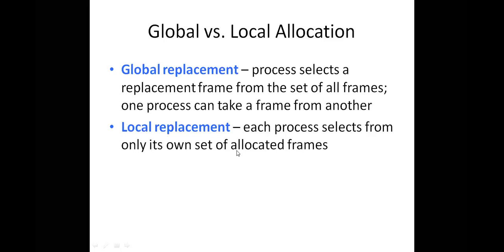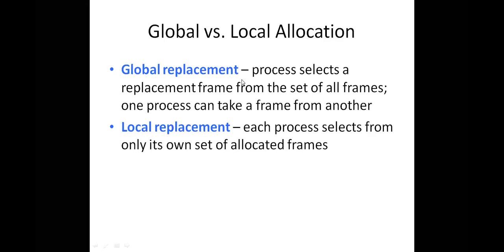What is local one? Observe the line. Each and every process selects from only its own set of allocated frames. That means the process is allowed to use only the frames which were allocated to it. It should not use the frames which were allocated to some other process.